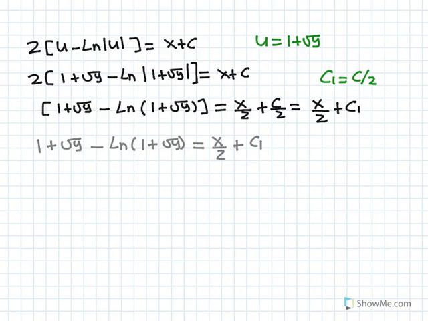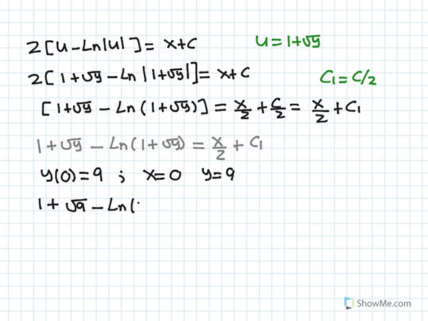Now let's apply the initial condition, which is y of 0 equals 9, because the curve passes through the point (0, 9). That means that when x equals 0, the y value is equal to 9. So let's substitute that in. We get 1 plus root of 9 minus log of 1 plus root of 9 is equal to 0 divided by 2, which is 0, plus c1. Root of 9 is 3, 3 plus 1 gives us 4, minus log of 4 is equal to c1. We have solved for c1.